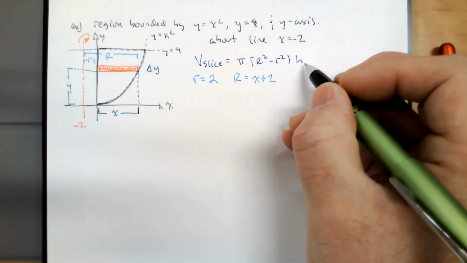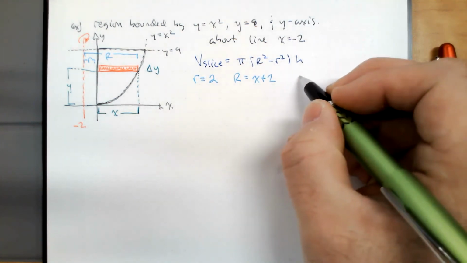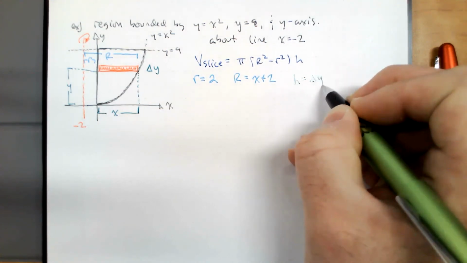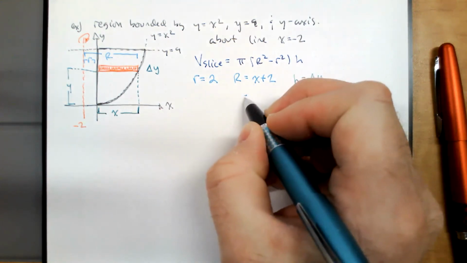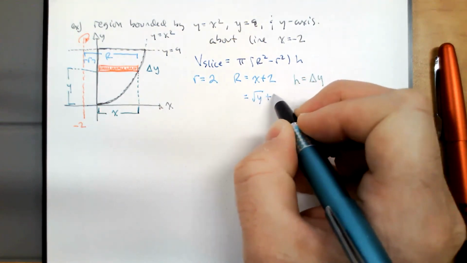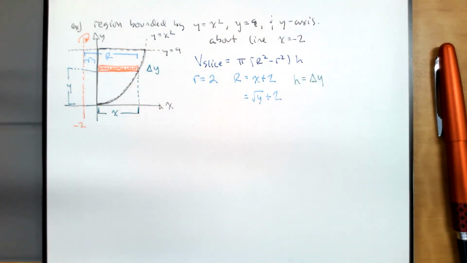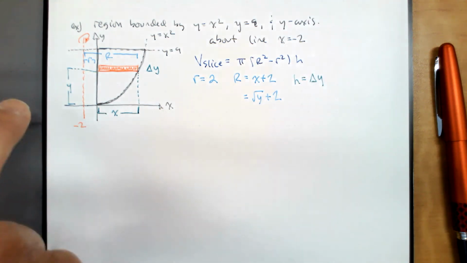Our height is going to be delta y. And that means this is no good. I can't have x plus 2. I have to trade my x for y. So if y is x squared, x is the square root of y. And in this case, I can see that I want the positive square root. There's a positive and a negative square root that correspond to that y, but I didn't even draw the negative side. That's not part of my rotating plan.